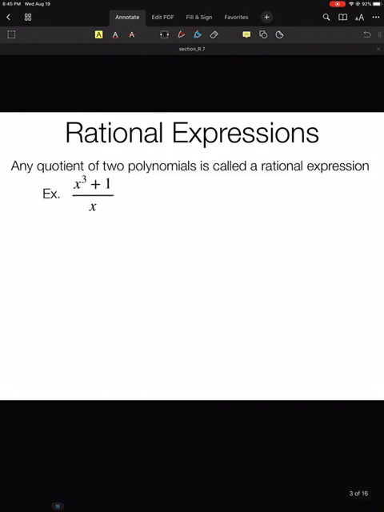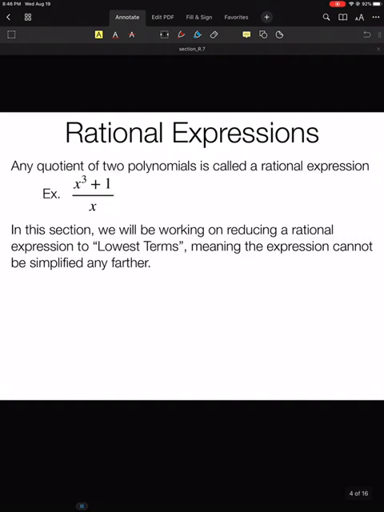for this class. Okay, so an example of what a rational expression looks like is this. x cubed plus 1 is a polynomial, and x is also a polynomial. So I divide the two and I get a rational expression. In this section we're going to be working on reducing a rational expression to lowest terms. And when I say lowest terms, I mean that the expression can't be simplified any further. Sorry.